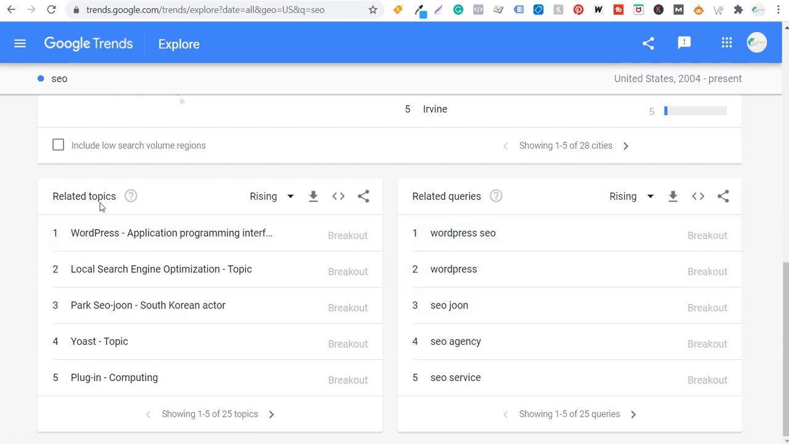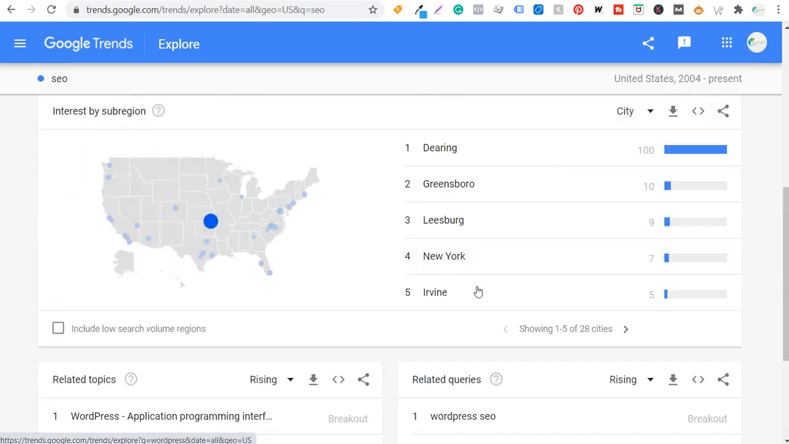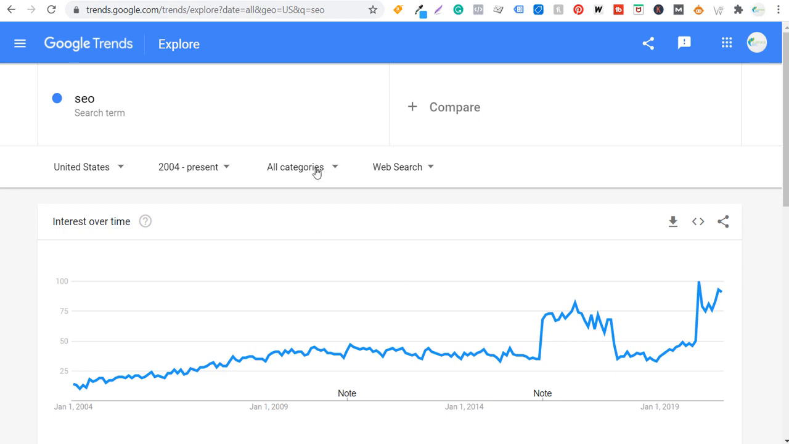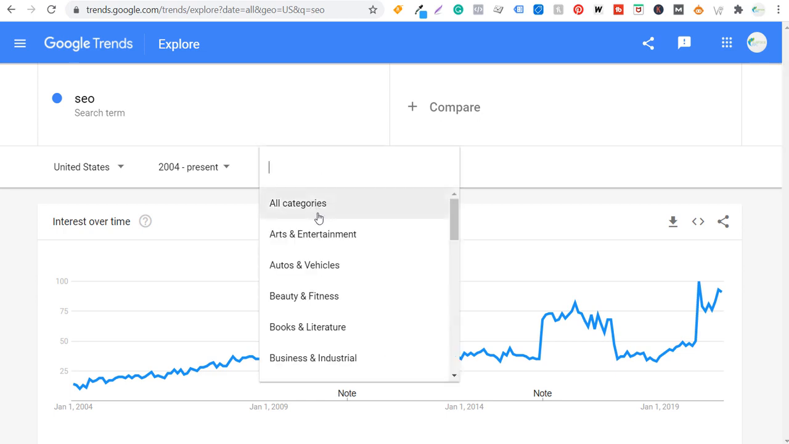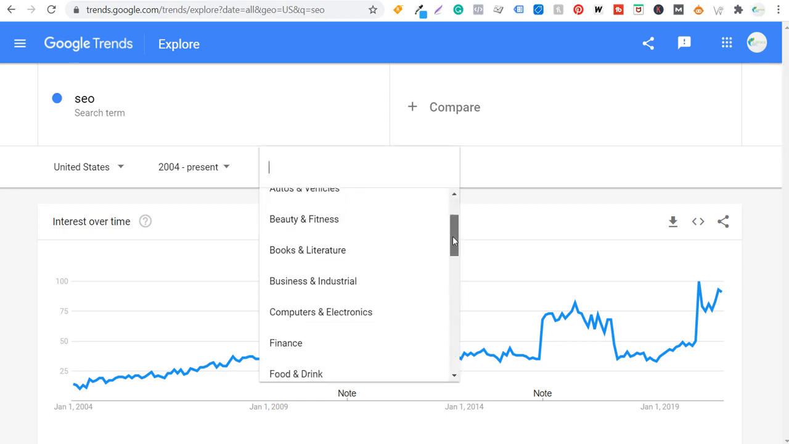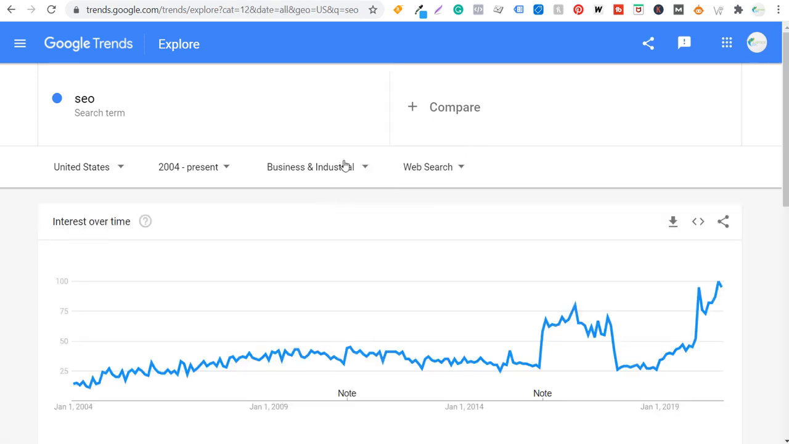Now, related topics, you're going to see WordPress, local search engine optimization. Now, one thing to keep in mind is you're going to see here Park Seo-joon, a South Korean actor, is a breakout here for SEO, and you can see it over here in related queries as well, Seo-joon. So if we come over here, one thing you might want to do is come into all categories, and you can break it down to make sure you're in the right category here. So for this, it would be business and industrial, and that would take out some of the searches that might not be related to SEO.